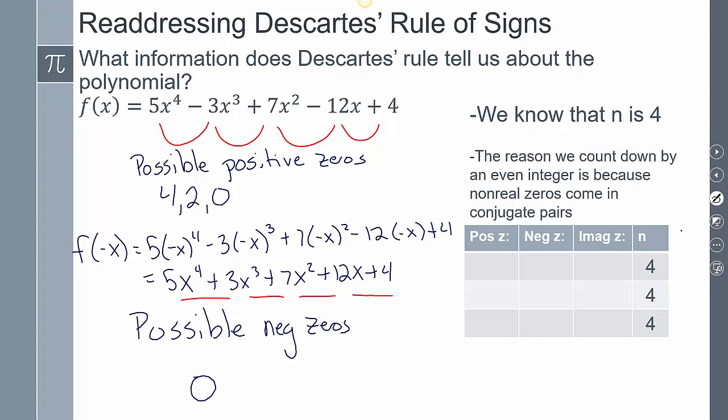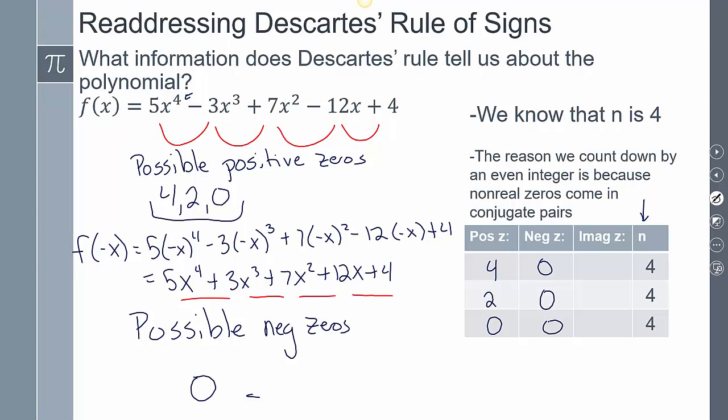So this was a problem in our previous slides that we've used before, and I already solved it out. Remember, we count the number of variations of signs, and so I said the possibility was 4, 2, and 0, and for my negative zeros, we said that it was just 0. Well, I can create a chart. My n is the total number of zeros that I could have, which in this case is going to be 4. Now the scenario of my possible positive zeros is going to be 4, 2, and 0. And I can only have 0 negative zeros.